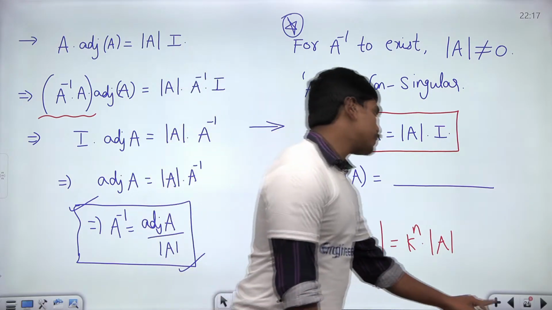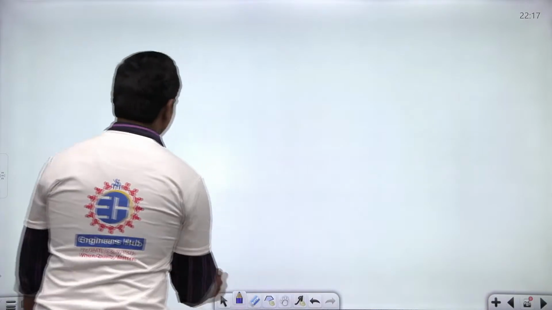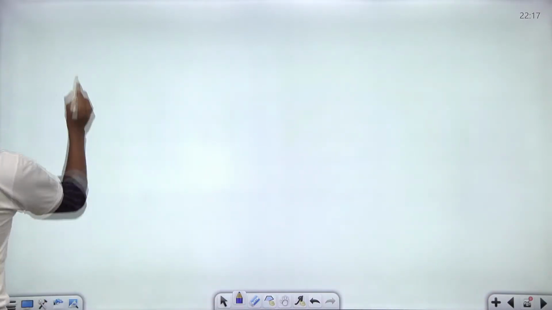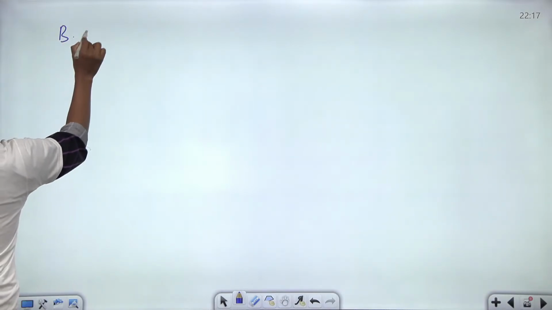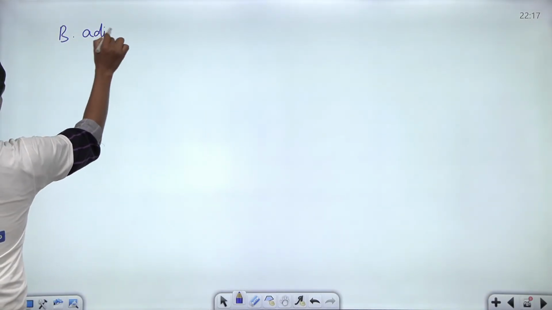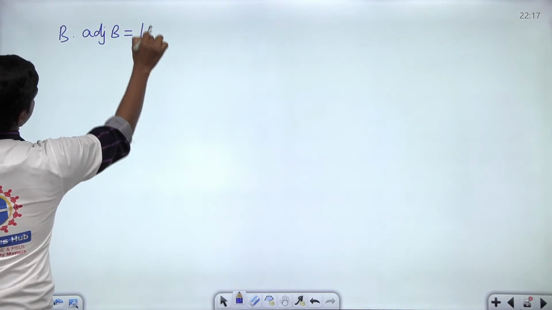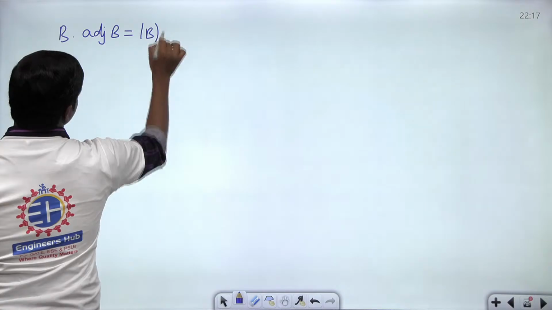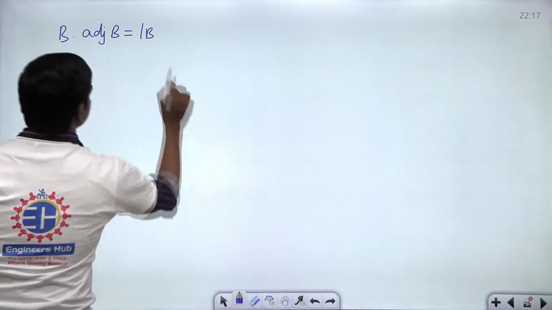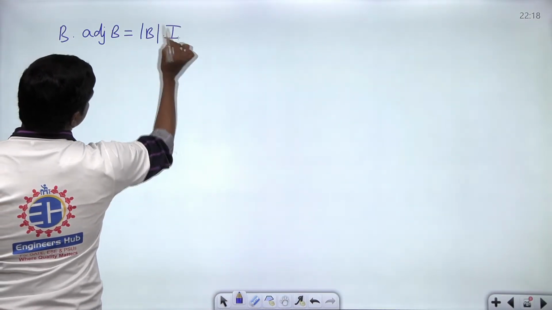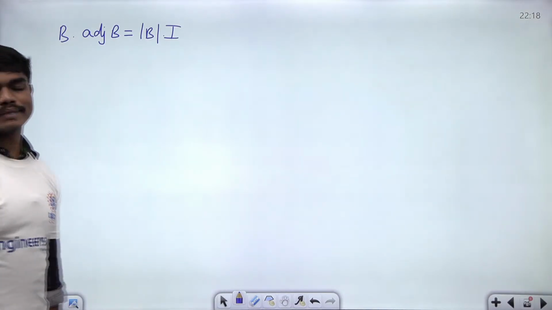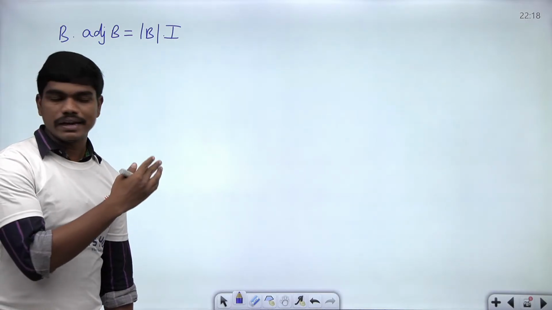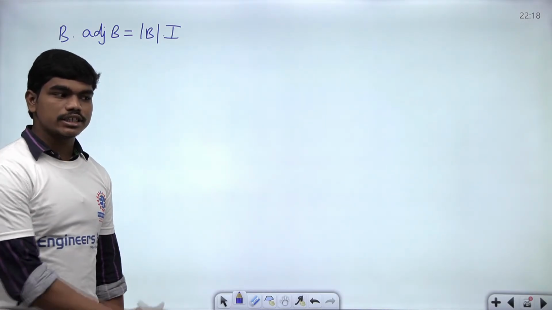Okay, so let me help you out. Whenever we have A into adjoint A is equal to A into I, can we write B into adjoint B is equal to B into I? Can I write this for any square matrix B? Can I write this for any given square matrix?